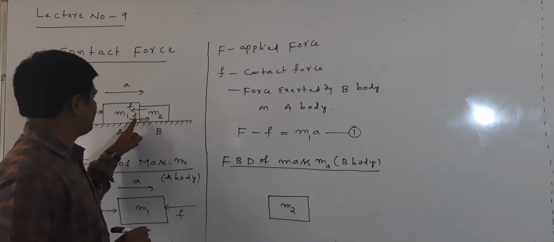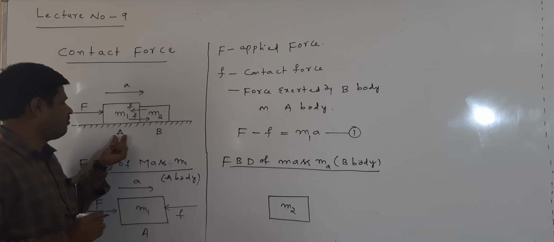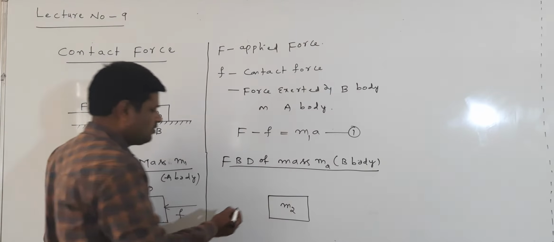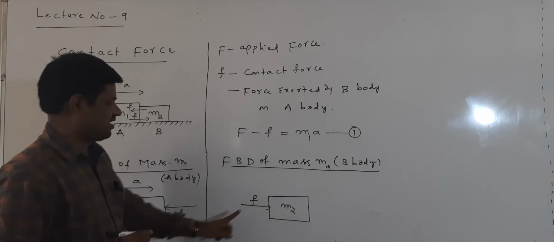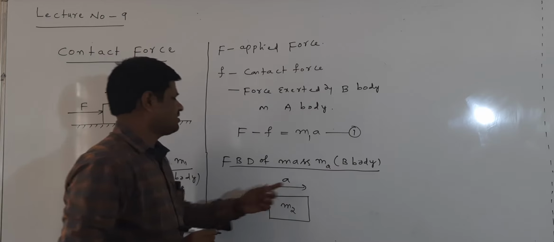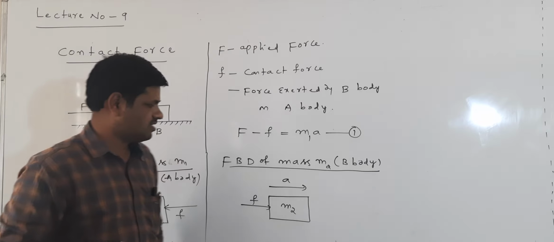On the M2 only one force is acting, the contact force. That contact force is acting due to the A body on which body here? The B body. So on the M2 only one force is acting, that is a contact force in this direction. This is the acceleration, also in the same direction, because the applied force is in this direction, so the acceleration is also in the same direction.